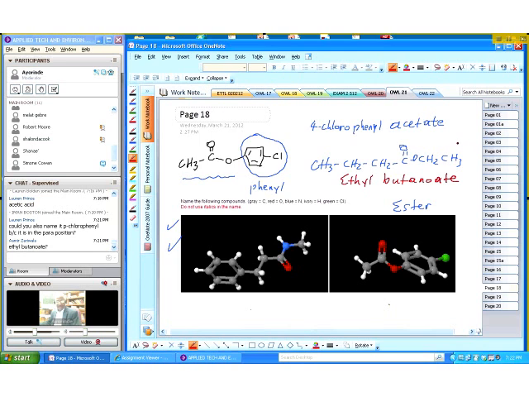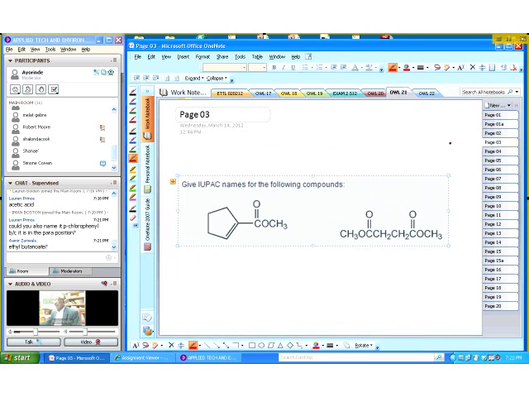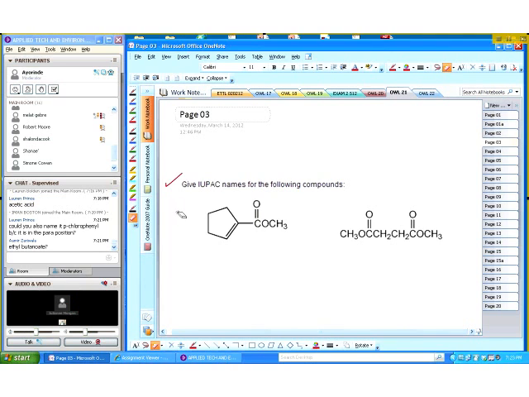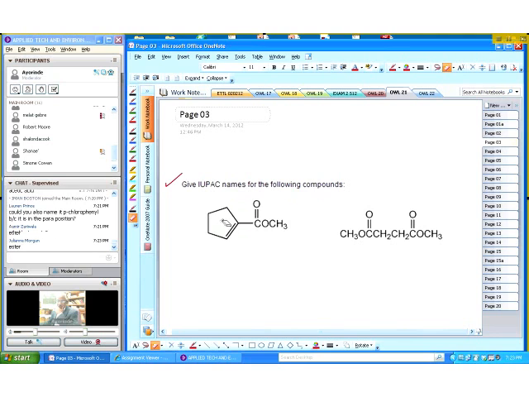Let us do a series of nomenclature problems before we get to reactions. Okay, Emma, go ahead and read this question for us. Emma is not ready. But Julianne, go ahead and read this question for us. Give IUPAC names for the following compounds. Very good. The first question I want to ask you is this: what class of compound is this? Ester. Excellent.